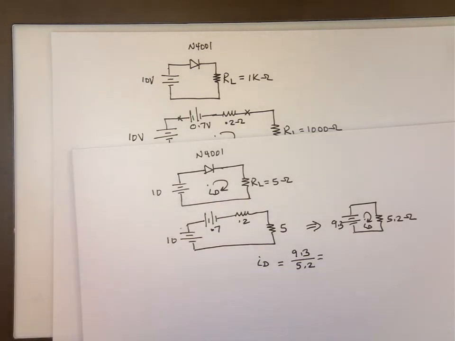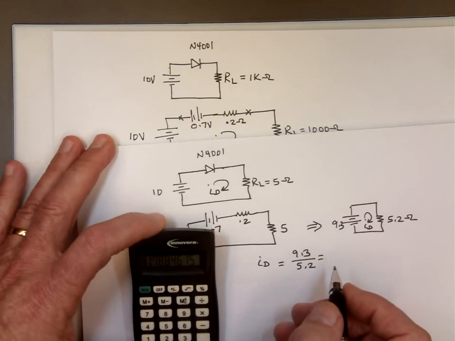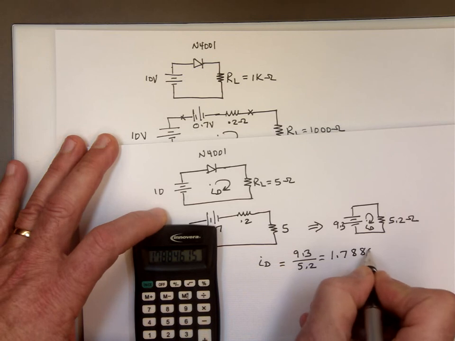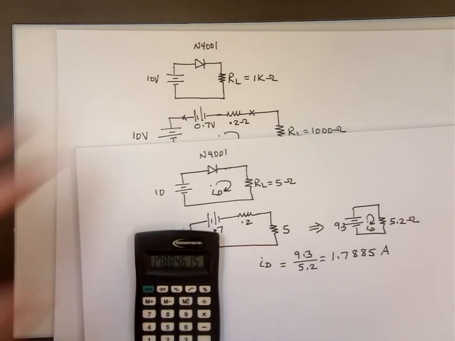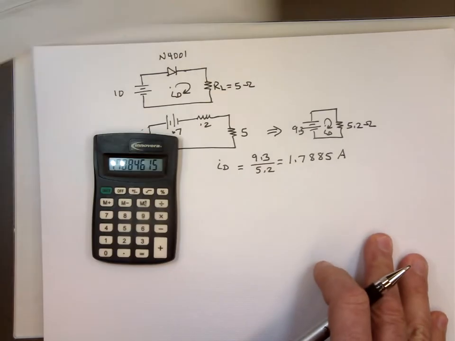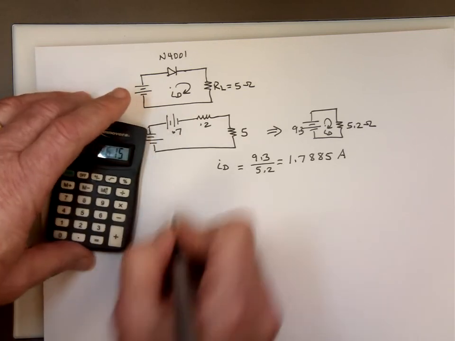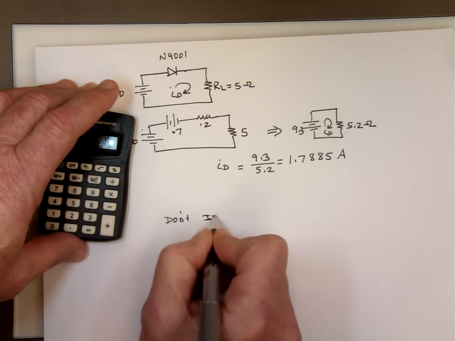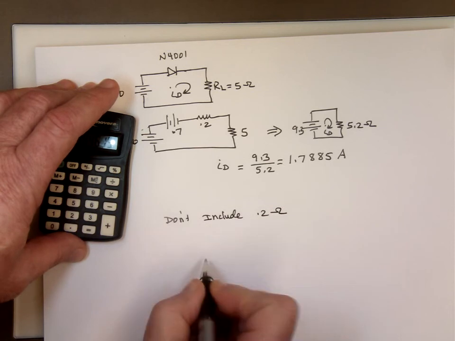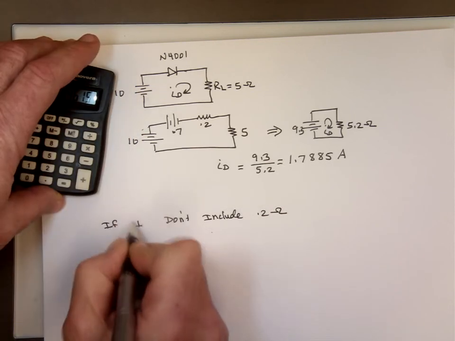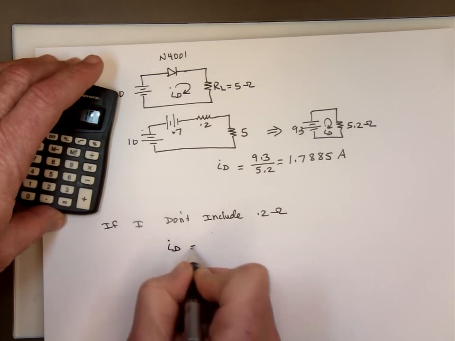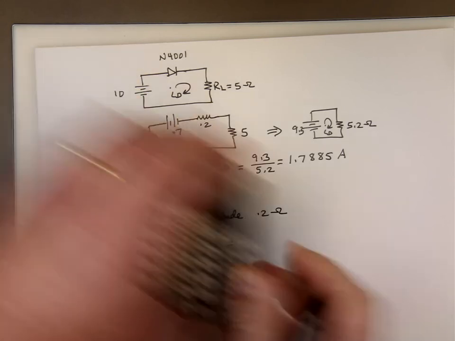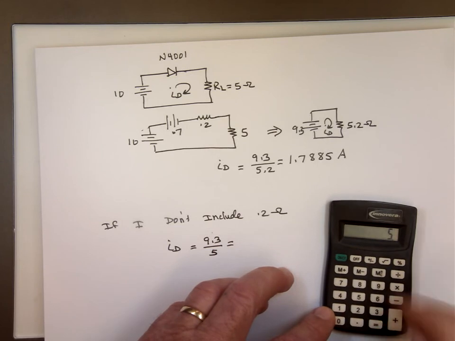And let's see what the calculator says here. I'm going to turn the calculator on. 9.3 divided by 5.2 equals 1.7885 amps. Now what happens if I don't include the 0.2 in this example? Well, I'm going to get a different number. If I don't include the 0.2 ohm, I sub D will be 9.3 divided by 5, and that's 1.86.